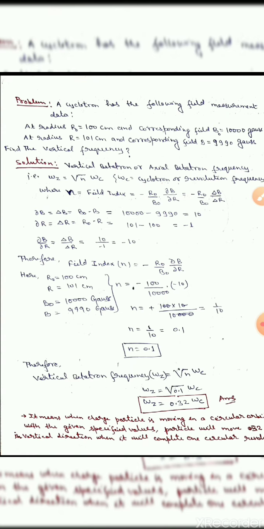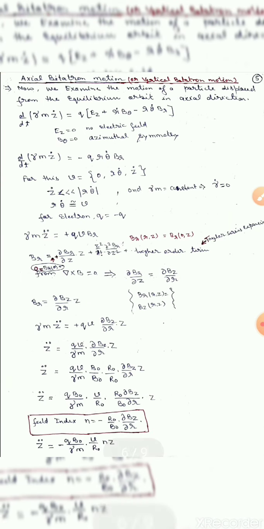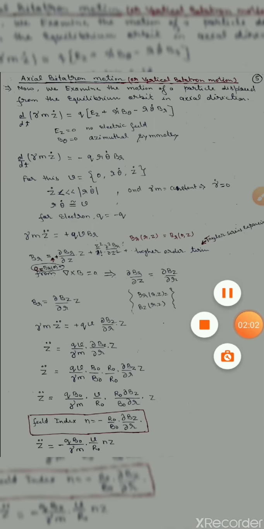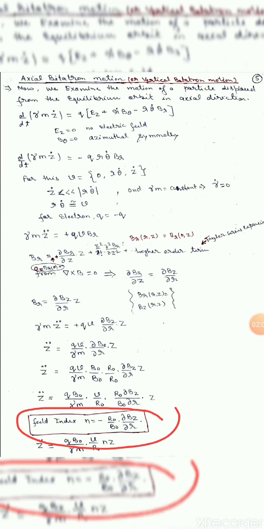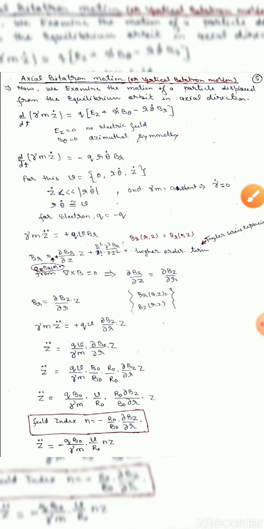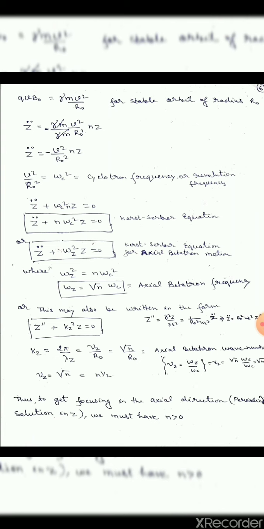If we go back to the vertical Betatron motion that we have seen in the previous class, in vertical Betatron motion we defined the field index, n equal to minus r0 upon B0 del Bz upon del r. Similarly, we defined the vertical Betatron frequency, omega z equal to under root n into omega c. This is also known as the vertical Betatron frequency or axial Betatron frequency. Both are the same.